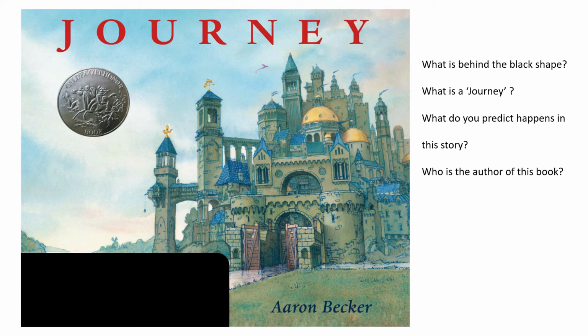Now tell your grown-up, what do you think is behind the black shape? Could it be a person who might live in that big castle? Could it be another part of the grass? Could it be an animal? Tell your grown-up what you think it could be. I'm sure you had lots and lots of wonderful ideas.